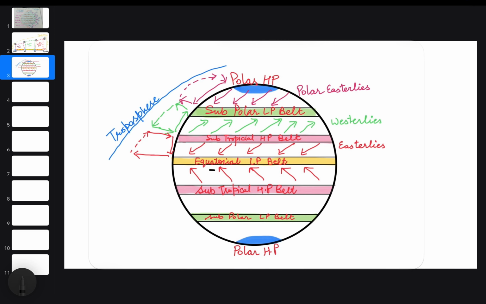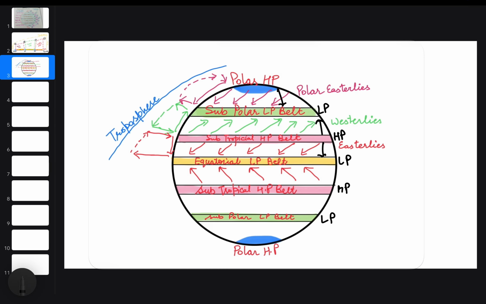Now we have studied that at the equator we have low pressure, at 30 degrees we have high pressure, at 60 degrees we have low pressure, and at the poles we have high pressure. So in the northern hemisphere, winds will get deflected. This is the movement of the wind, from high pressure to low pressure areas.